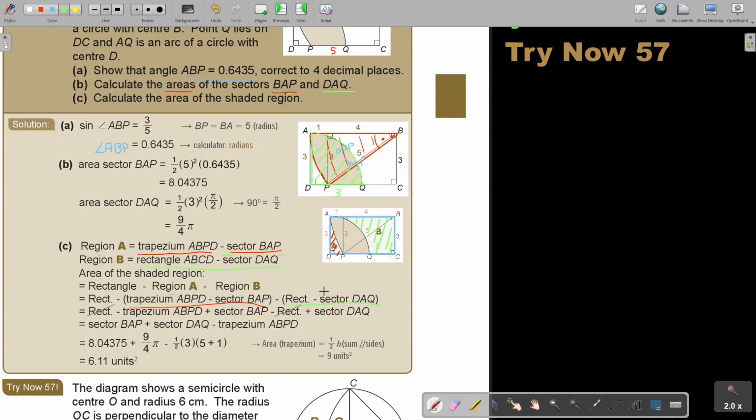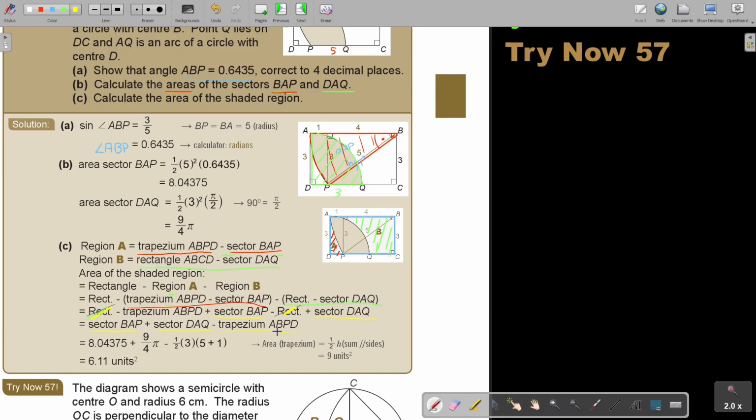So I just fill in that rectangle. And now look, after you take it out of the bracket, a negative times a negative is a positive. Do you see what's happening? That is cancelling out. Make it yellow. That is cancelling out. So I'm ending up with sector BIP, plus sector DIQ, and I subtract the trapezium.